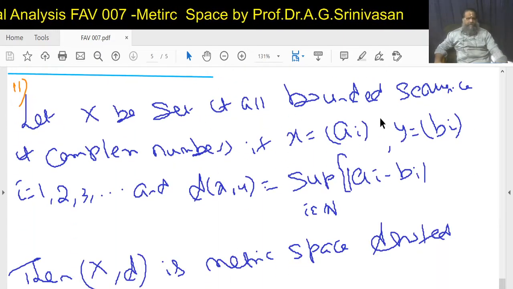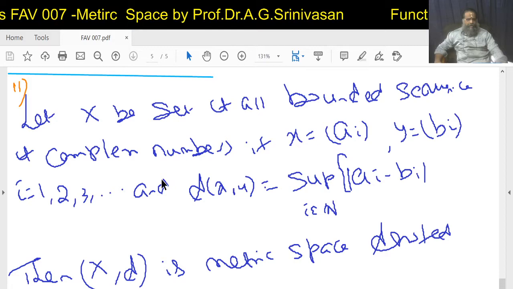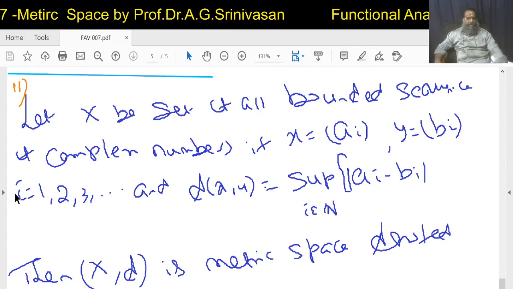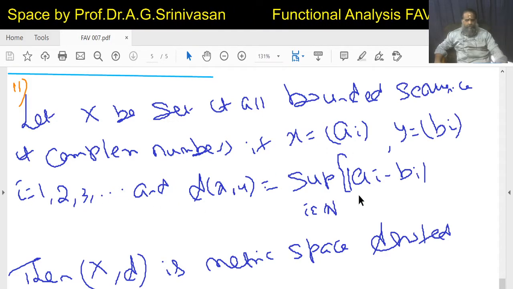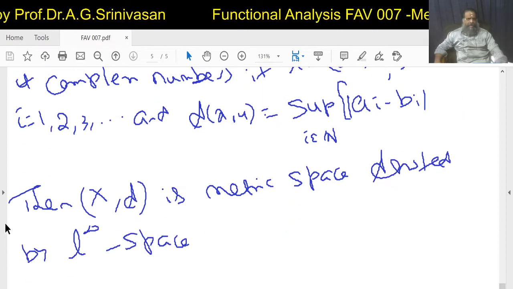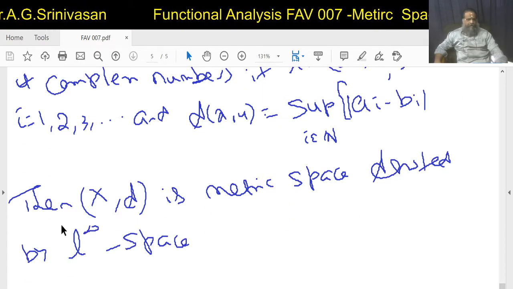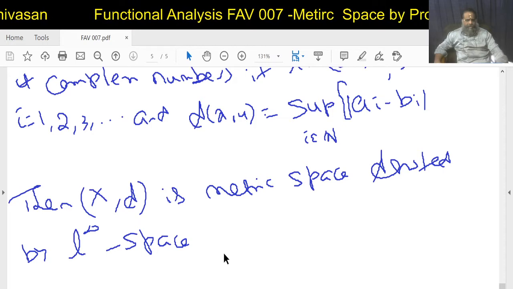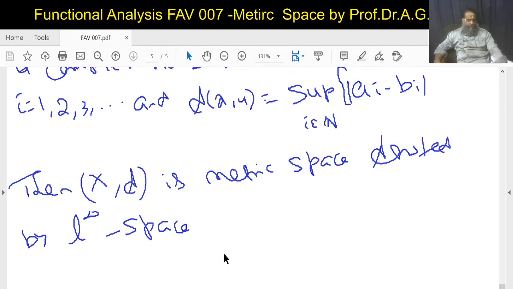Finally, let X be the set of all bounded sequences of complex numbers. x equals (xi), y equals (bi), and d of x,y equals supremum of modulus ai minus bi. Then (X,d) is a metric space denoted by L infinity space. L infinity we already discussed, and we are talking about L infinity space in this.